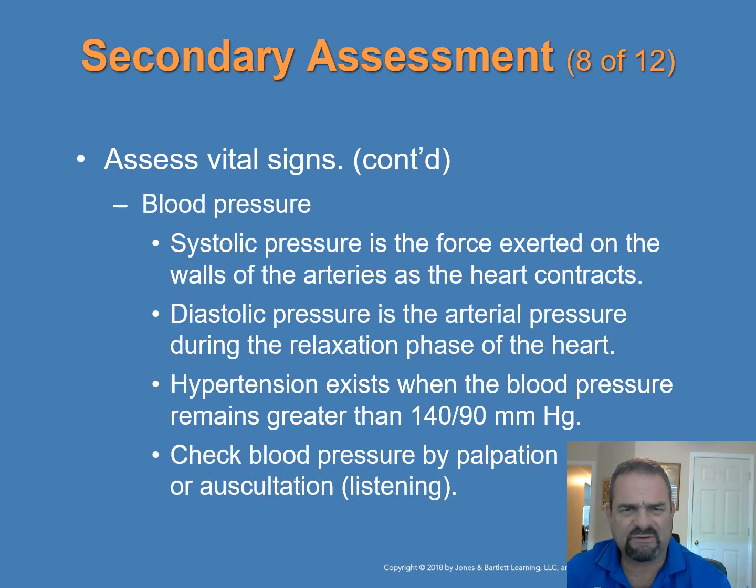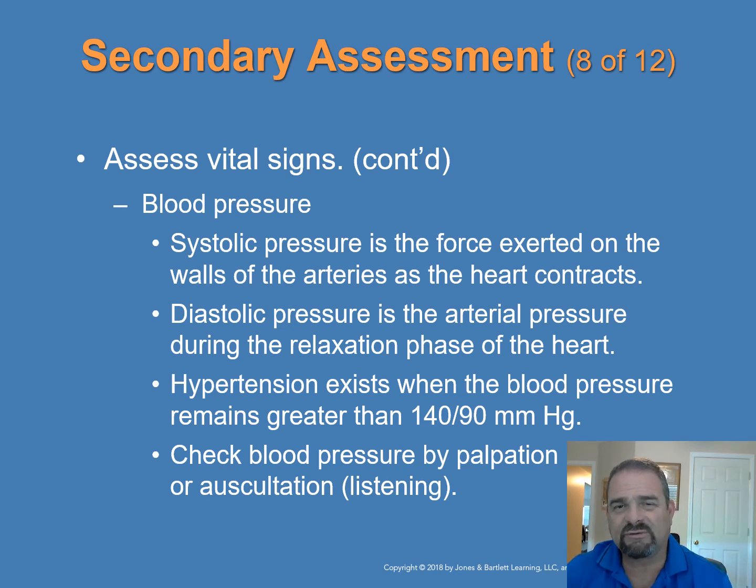All right, so blood pressure. High blood pressure may indicate that the patient is susceptible to stroke. Low blood pressure generally indicates some kind of presence of shock. The blood pressure measurement consists of reading two numbers, which represent the pressures found in the arteries as the heart contracts and relaxes. The high number is the systolic pressure. It is the force that's exerted on the walls of the arteries as the heart contracts. The lower number, the diastolic pressure, is the arterial pressure during the relaxation phase of the heart.